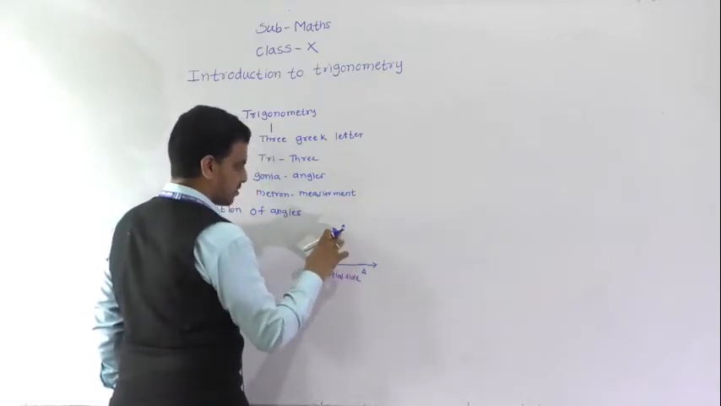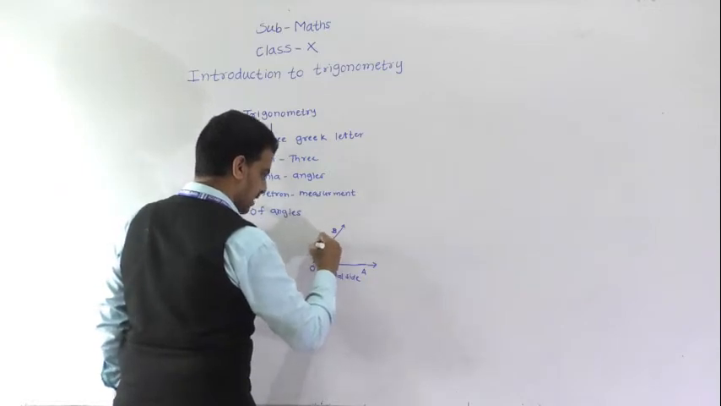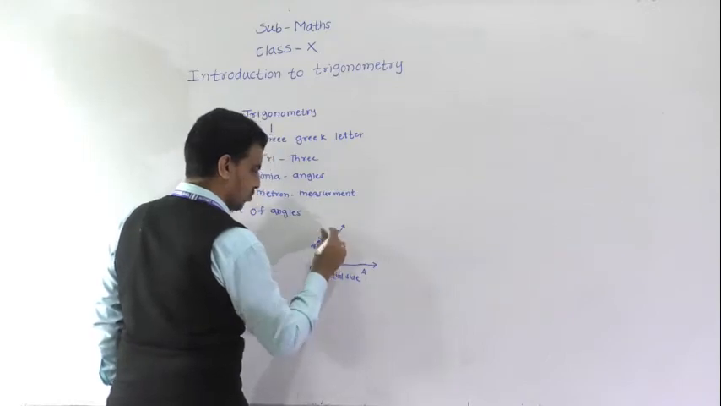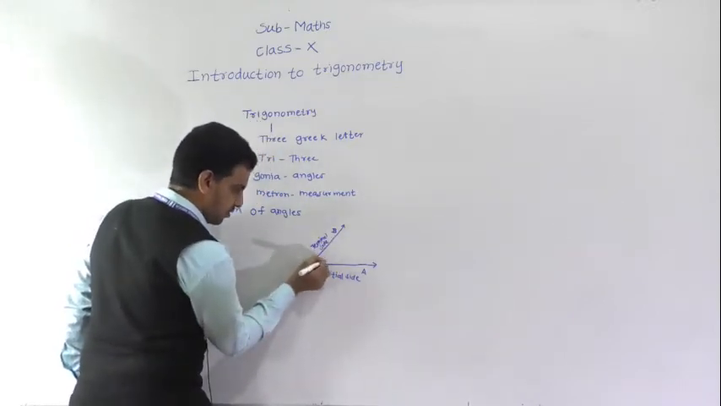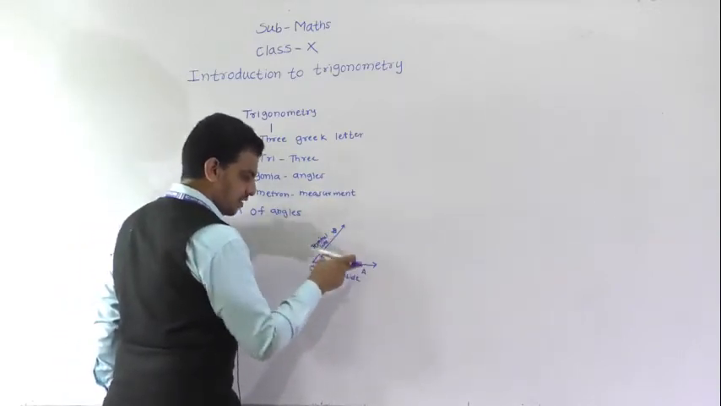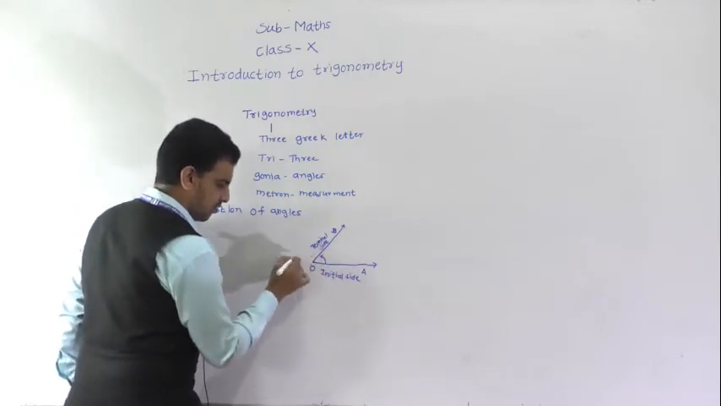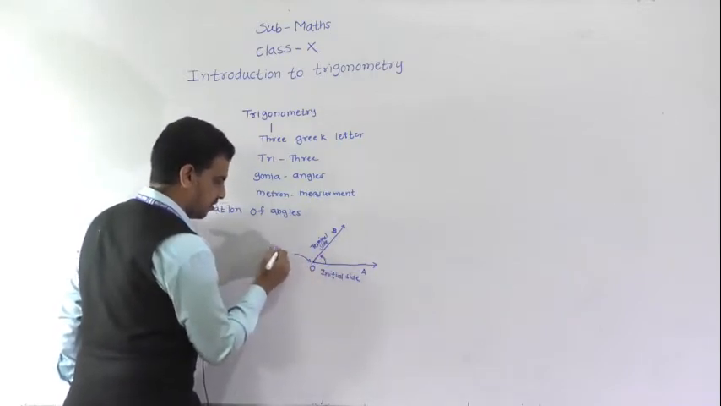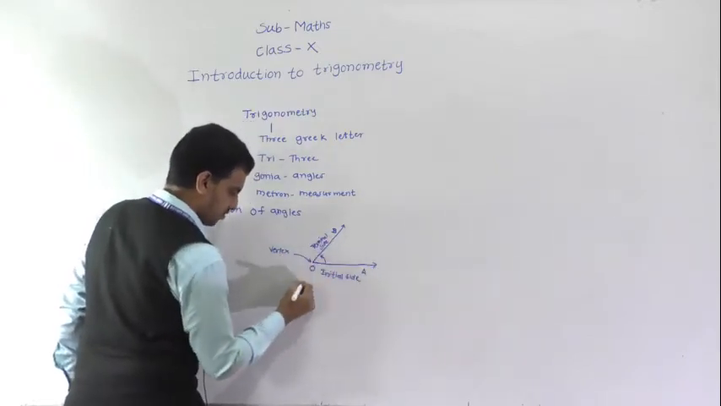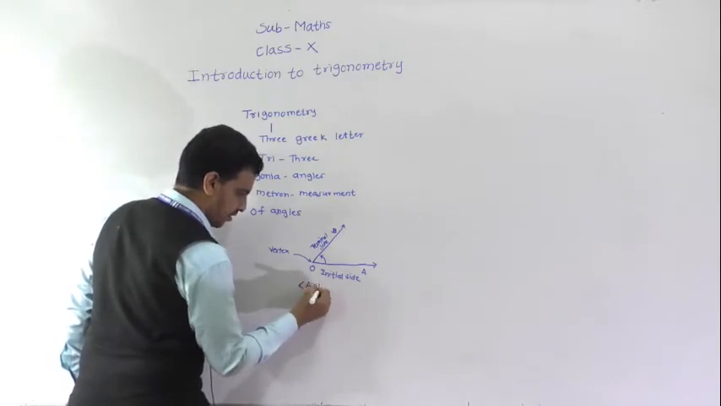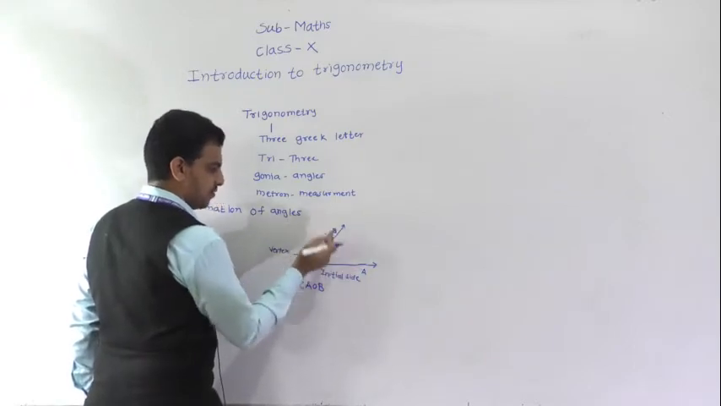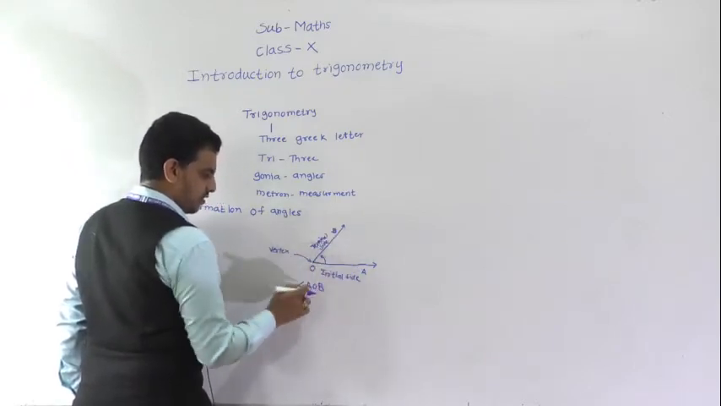If we rotate this, then we will get the terminal side OB. So OB is the terminal side and OA is the initial side. O is called the vertex of the angle. So we will get angle AOB. How do we get angle AOB? If we rotate the terminal side, we will get angle AOB.